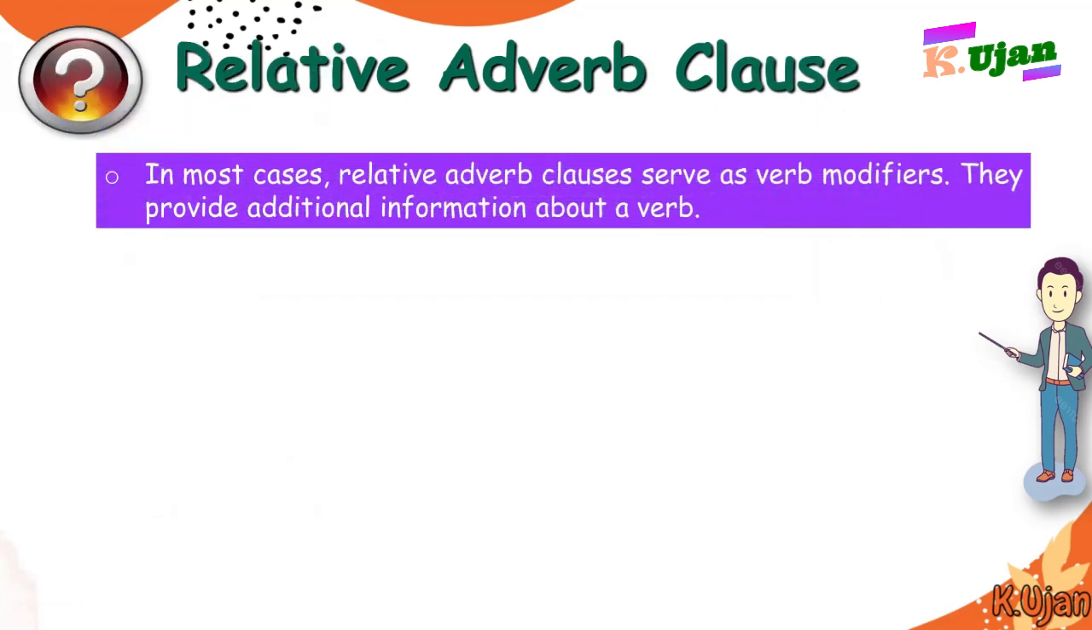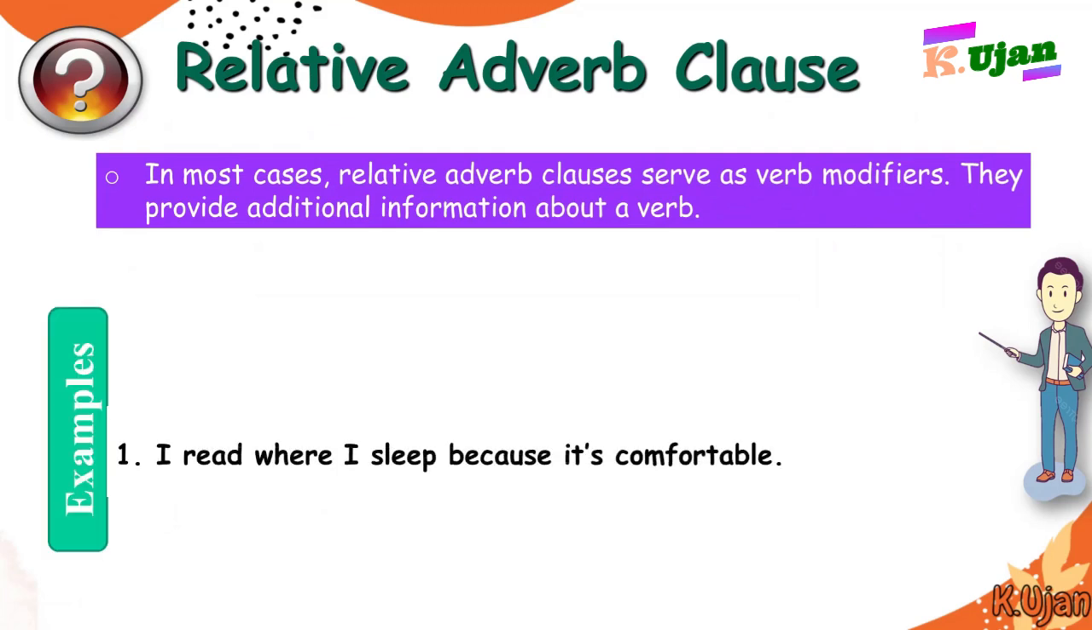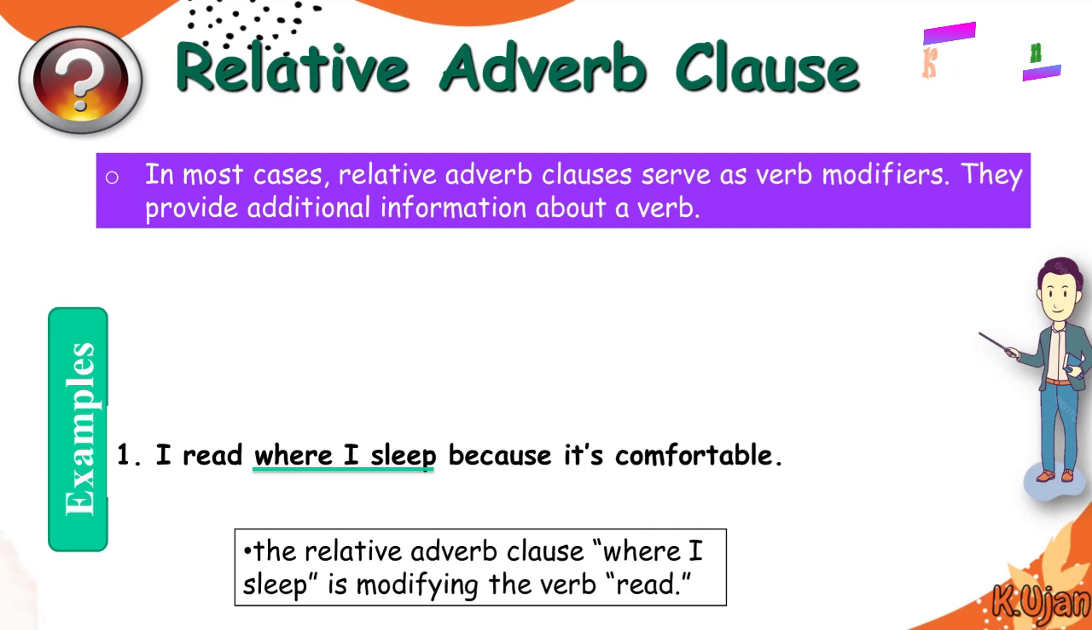An adverb clause is also known as a relative adverb. In most cases, relative adverb clauses serve as adverb modifiers. They provide additional information about a verb. So relative adverbs give information about a verb in the sentence. I read where I sleep because it's comfortable. So where I sleep gives meaning to the verb read. So we must say where I sleep is a relative adverb. The relative adverb clause where I sleep is modifying the verb read, as I already told you.